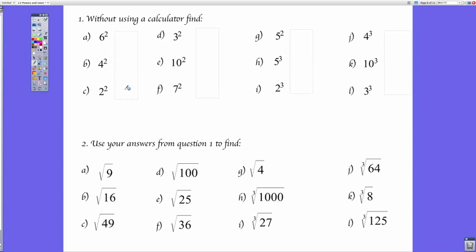So for the first one, we've got 6 squared, which is just 6 times 6, which is 36. B is 4 squared, which is 4 times 4. And C is 2 squared, which is 2 times 2, which gives me 4.